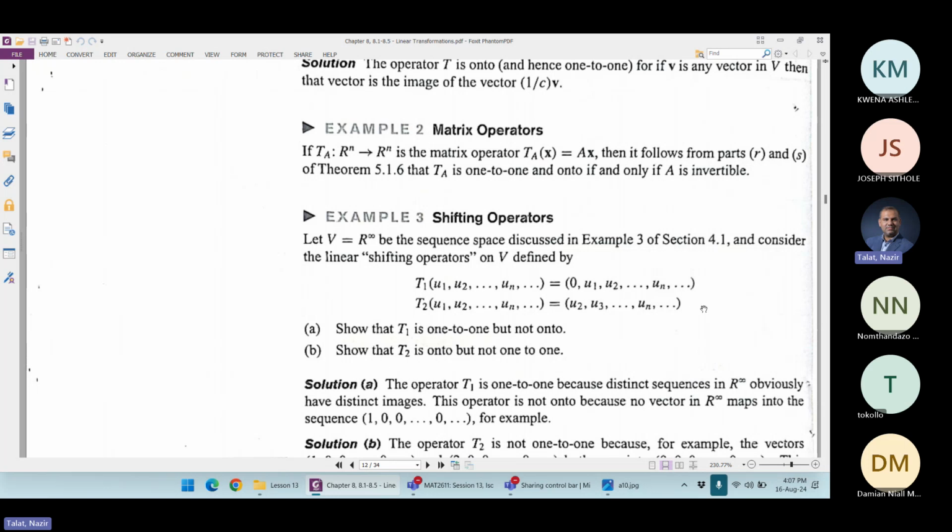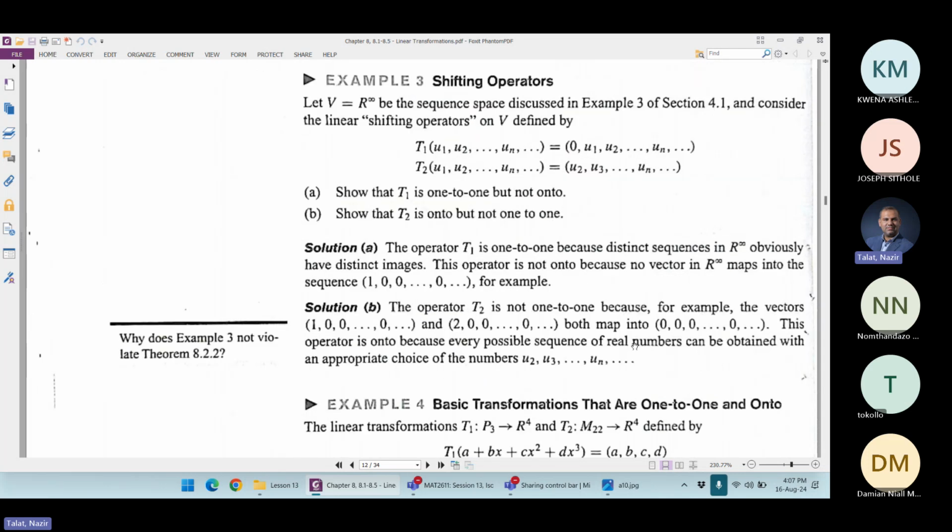T2 is onto in the sense that for each element of the range set there is an element in the domain set such that it covers the whole space. These are two important examples which show the relation: an example of an onto map which is not one-to-one, and a one-to-one map which is not onto.